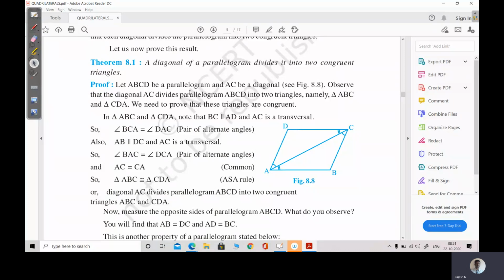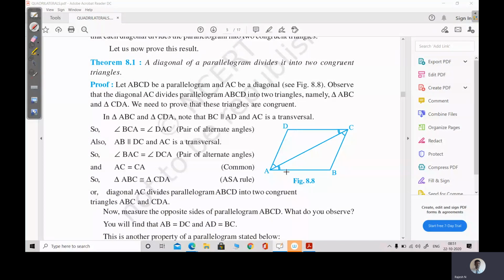So we discussed quadrilaterals and their different properties. One property of a parallelogram is that a diagonal of a parallelogram divides it into two congruent triangles. Here, ABCD is a parallelogram and AC is a diagonal.